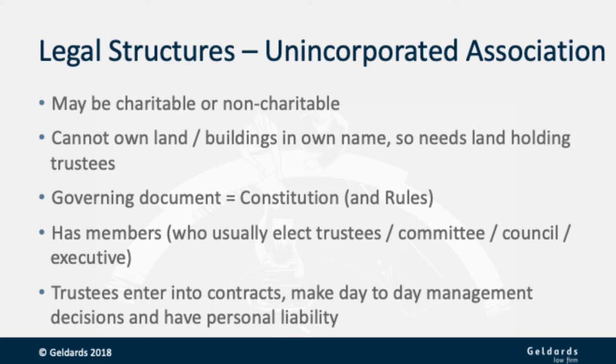Unincorporated Association, and I think most sports clubs that aren't incorporated will be unincorporated associations, can be charitable or non-charitable. No separate legal personality, as I've mentioned, so it can't own land or have buildings in its own name, so it has holding trustees holding the land under a trust. The governing document will most likely be the constitution. Something else, maybe called rules, but essentially it's the constitution that constitutes the governing document.